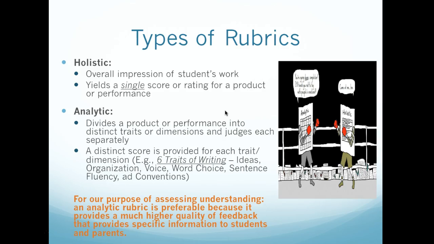A distinct score is provided for each trait or dimension. For example, if any of you use 6 traits of writing, that is an analytic. Generally, there are some holistic scoring for 6 traits, but generally they're analytic scores on ideas, organization, voice, word choice, sentence fluency, and conventions. And if you're doing a writing piece and you have a particular element in your rubric that addresses writing, I highly recommend you find and use a grade level appropriate 6 traits of writing rubric to use and modify for your rubrics.